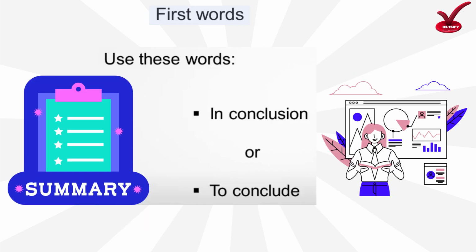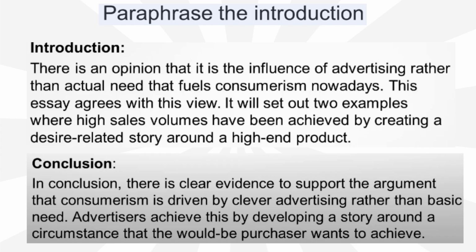First words. You can start almost any final paragraph of a Task 2 essay with either the words, "in conclusion" or "to conclude." Then all you need to do is briefly summarize the main ideas into one sentence. Here's a top tip. Go back and read the introduction to your essay, because this is also a summary of the essay. It outlines what you're going to write about, so to create a great conclusion, you simply have to paraphrase the introduction. This is the introduction we wrote earlier.